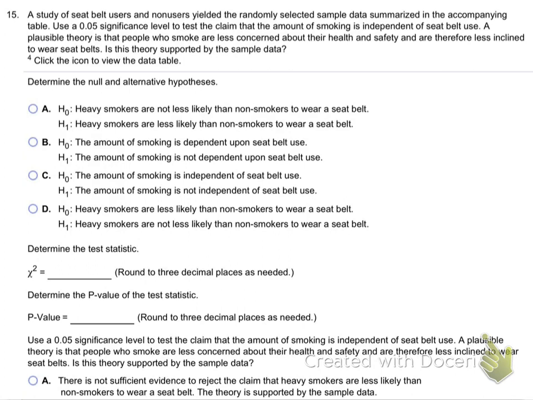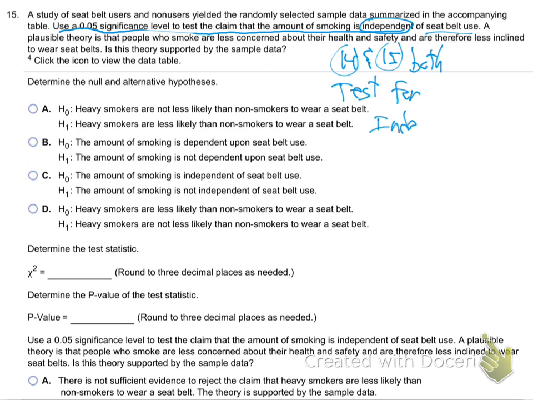Okay, I skipped number 14. I'm just going to wrap up with number 15. 15 is the same as 14. They're both the same. 14 and 15 are both tests for, what do you think? Where does it say? Use a 0.05 significance level to test the claim that the amount of smoking is independent of seatbelt use. Test for independence.